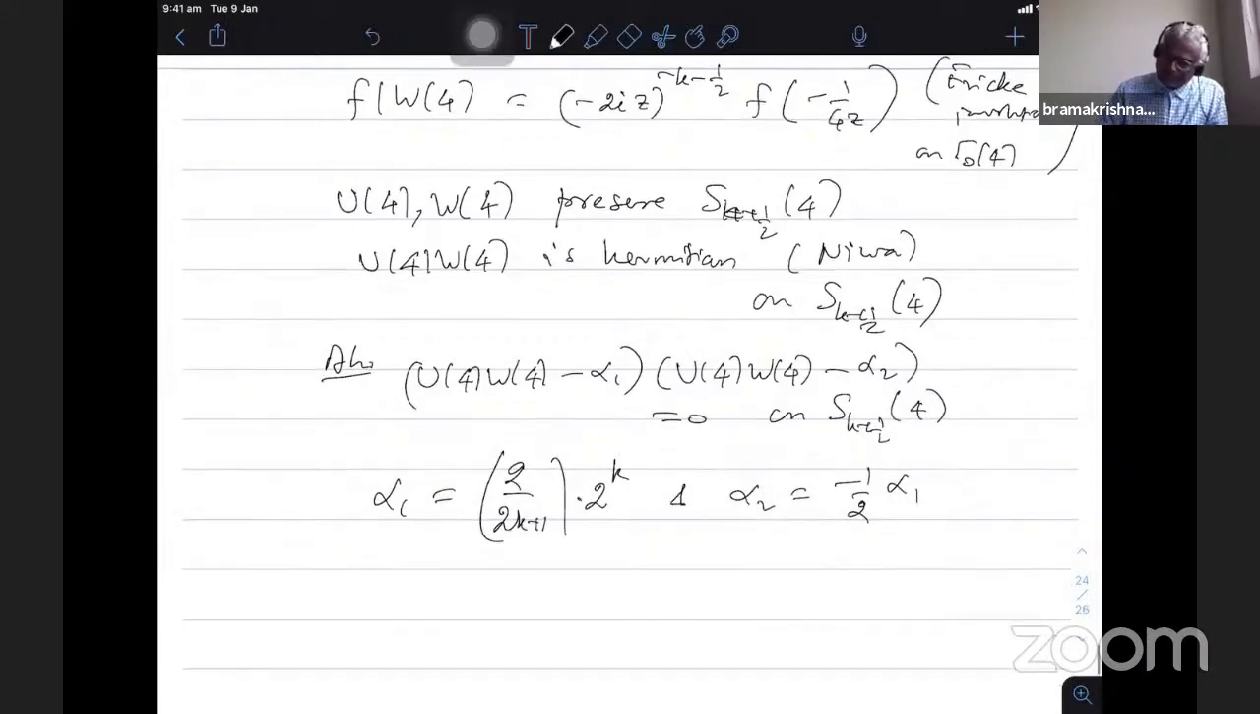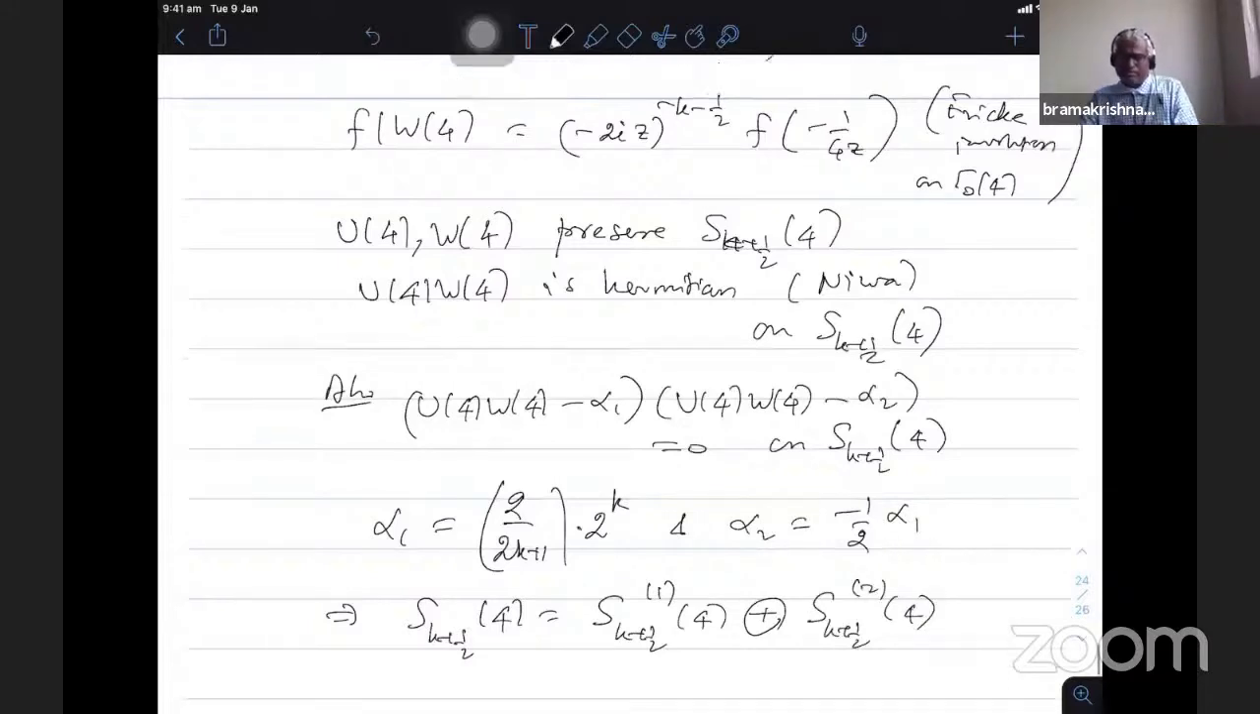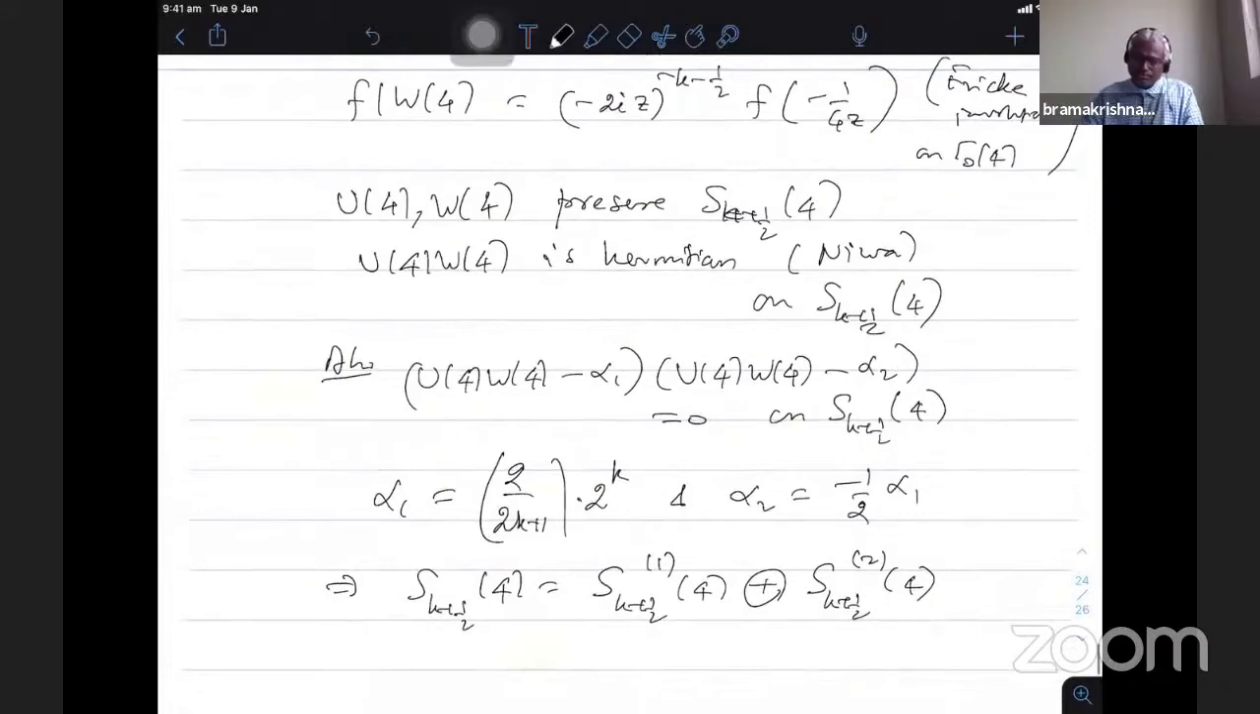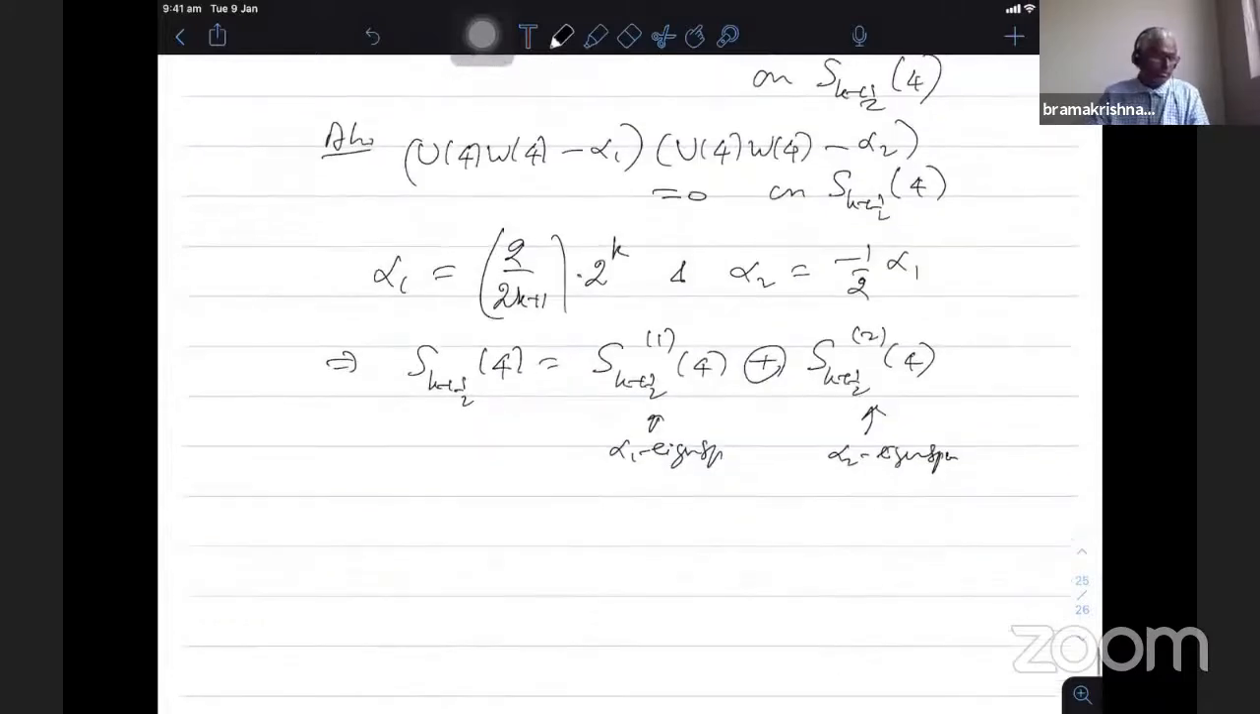So then because of this alpha_1, alpha_2 eigenspace, the whole space is decomposed into eigenspaces with respect to alpha_1 and alpha_2. So therefore this implies S_{k+1/2}(4) is decomposed as S^{(1)}_{k+1/2}(4) direct sum S^{(2)}_{k+1/2}(4). Since I am talking about the Petersson scalar product and they are Hermitian operators, it has two eigenvalues. With respect to alpha_1 eigenspace, this is the alpha_1 eigenspace, and this is the alpha_2 eigenspace. Okay, I just call them bracket 1 and bracket 2.